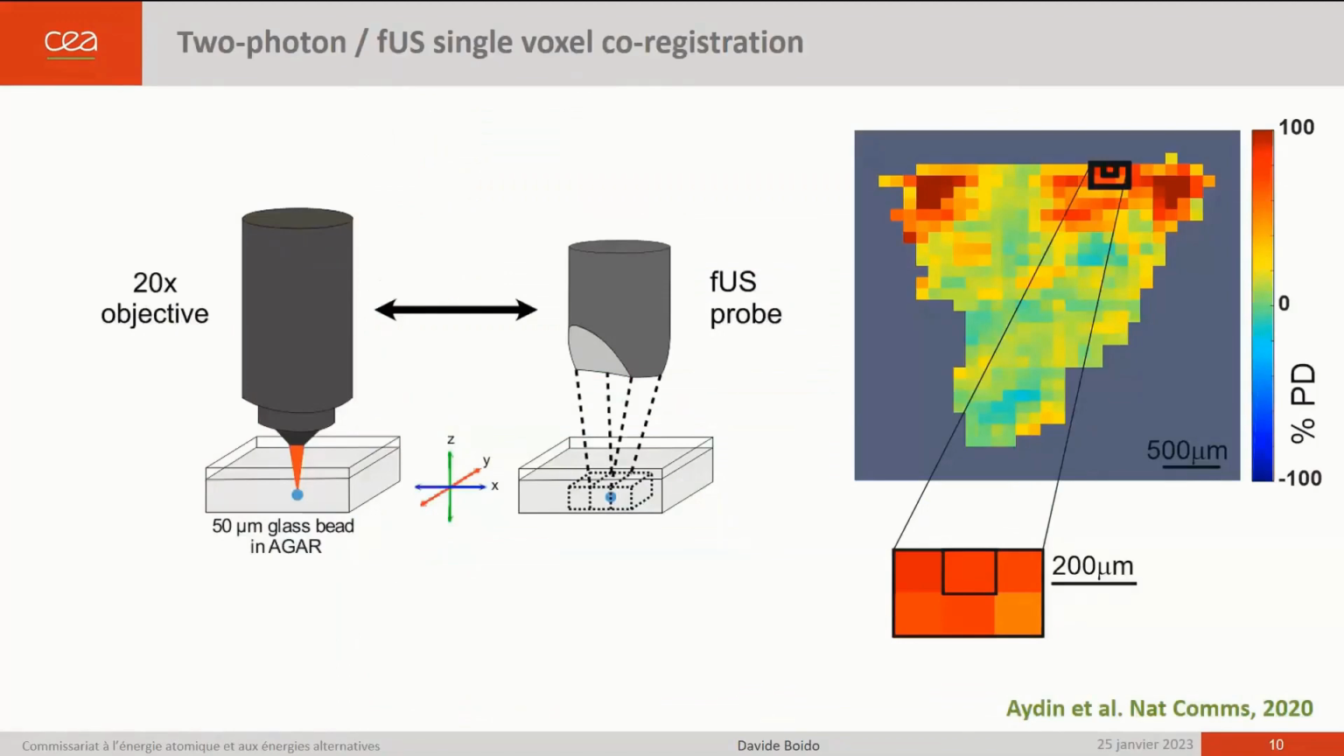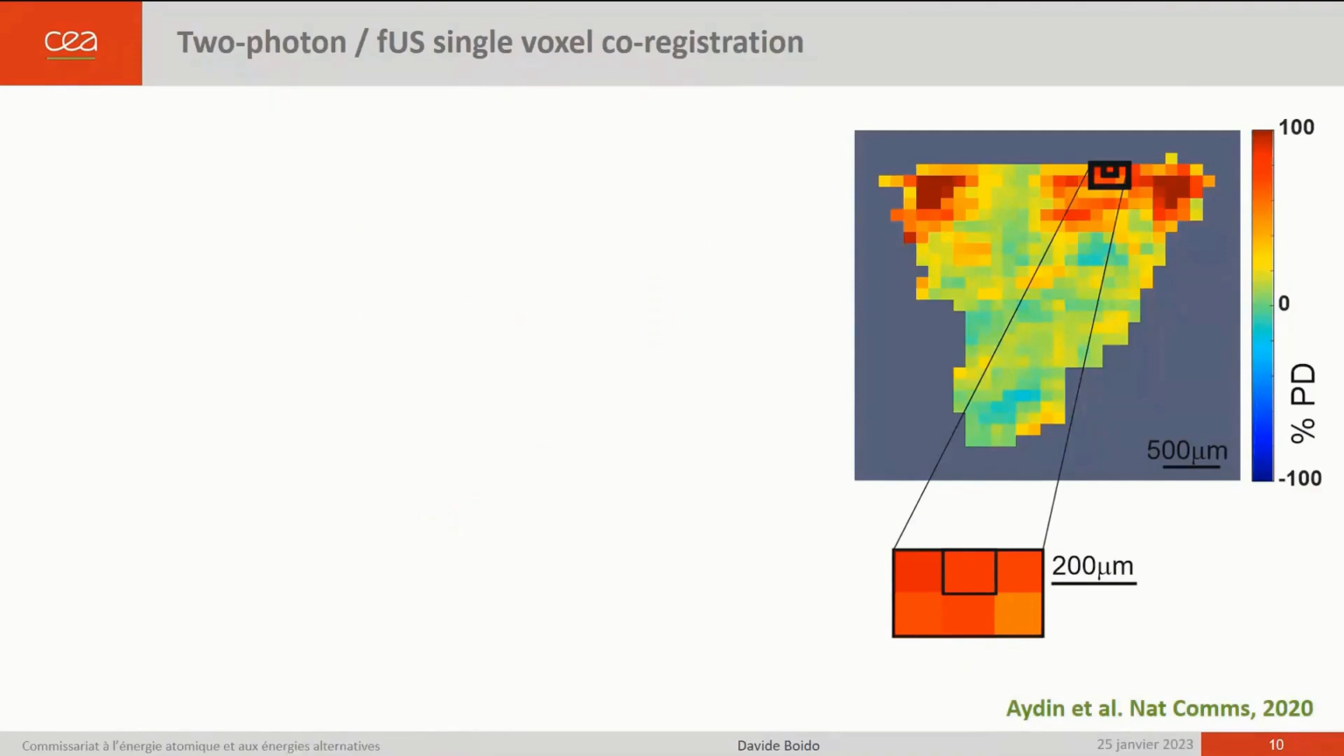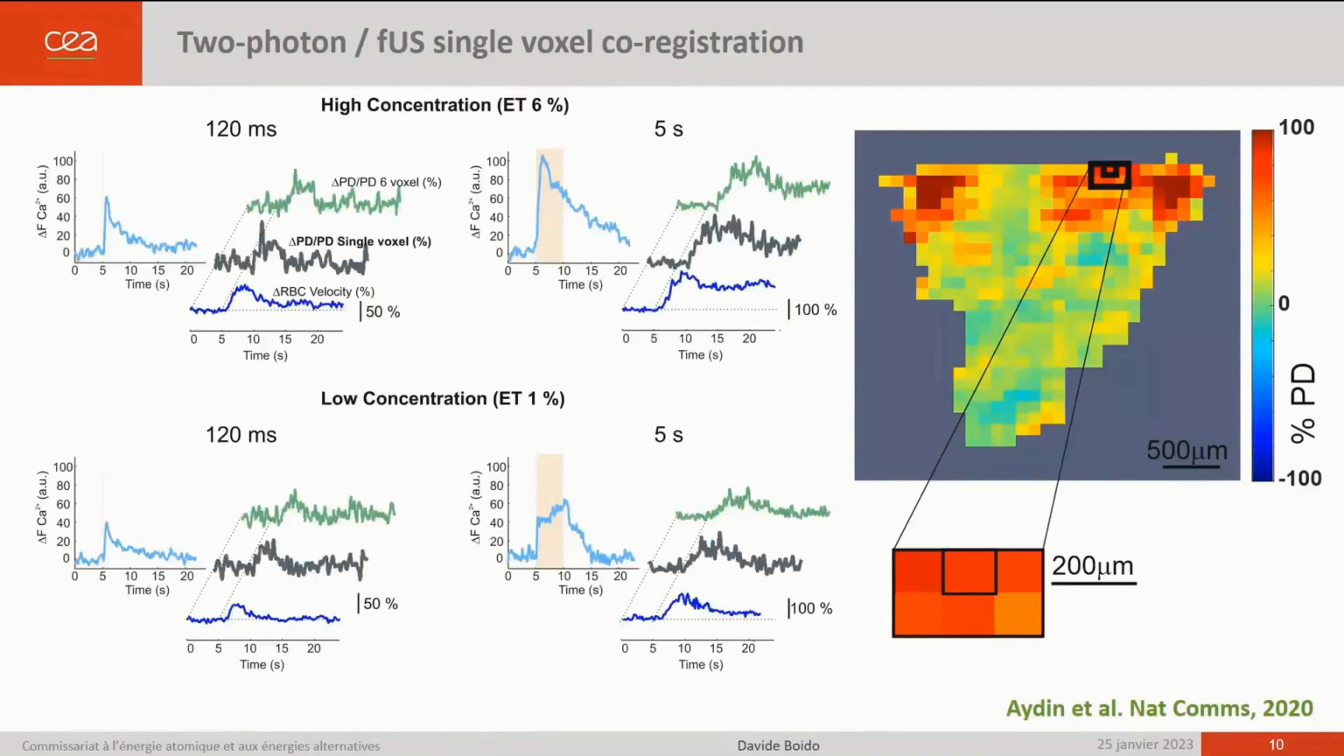To tackle this question, we set up a proper co-registration of 2-photon and functional ultrasound, securing the fUS probe to the 2-photon objective and achieving a micrometer precision. In practice, we could make sure that the most sensitive glomerulus was exactly in the center of a given fUS voxel.